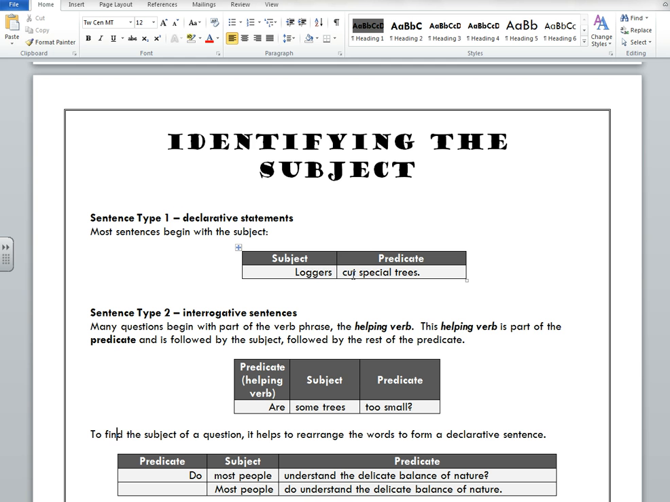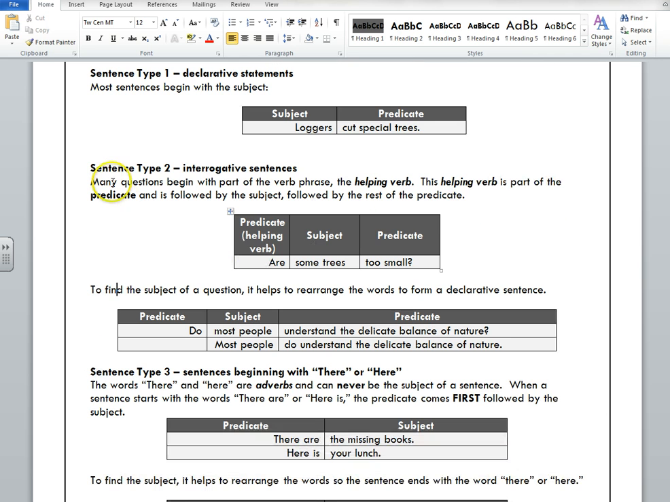However, when we get into other kinds of sentences, it's not as easy to find the subject. The second type we're going to look at is your interrogative sentence, when you have a question. Many interrogative sentences begin with part of the verb phrase, the helping verb. The helping verb often will come first in a question. The verb is still part of the predicate. Just because it comes at the beginning of the sentence does not mean it becomes part of the subject. It is still part of the predicate.